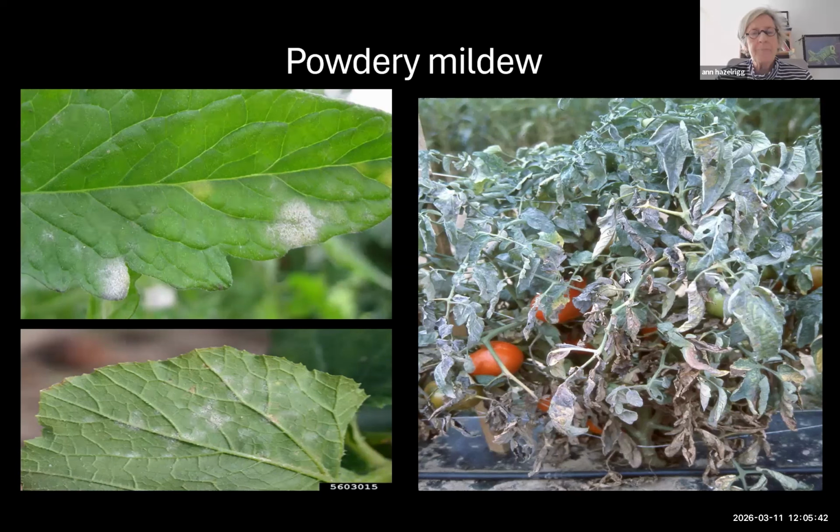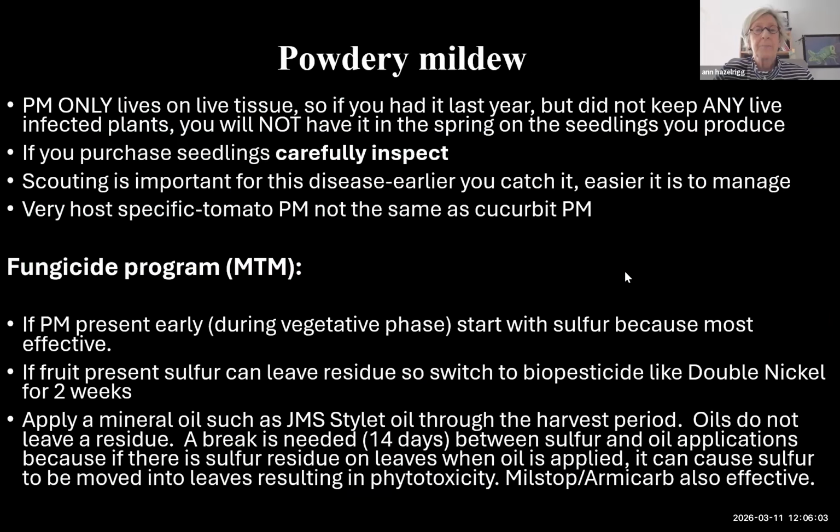You see those white fuzzy patches, usually on the upper side of the leaf. It can also be on cucumbers. That's on the underside of the leaf. But under really severe conditions, it can basically defoliate, kill the plants. It doesn't infect the fruit, but you can have enough leaf loss that it will affect yield.